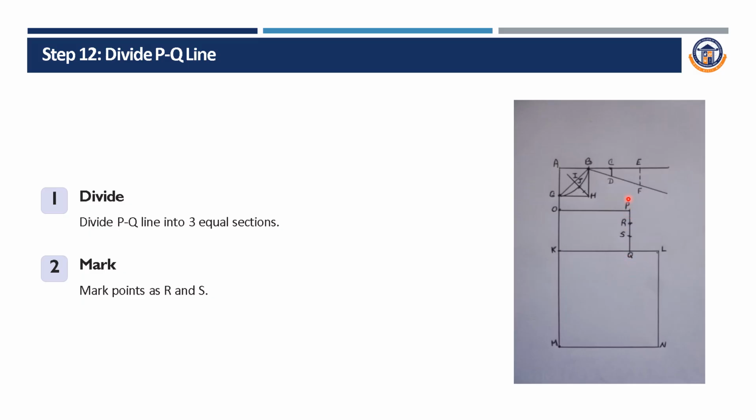Sorry, P to Q. It's not this one. P to Q, you mark equal distance of all the three. P to Q, you mark it as an equal distance, okay. Once P to Q is divided into 3 equal distances, then you mark U, okay. Then you mark equal distance, you will mark R and S. Mark point R and S.